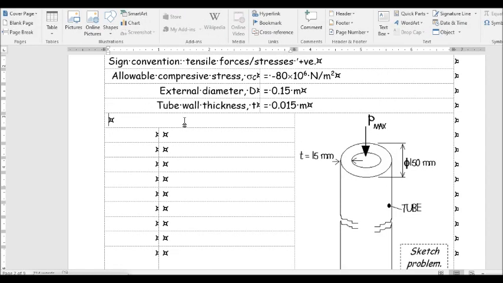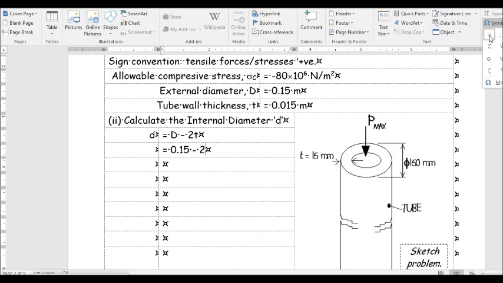Let's consider step 2 of the solution. Here we're going to calculate the internal diameter, lowercase d. So initially state the formula. Internal diameter, lowercase d, is equal to the outside diameter, uppercase D, minus twice the wall thickness, 2t. Insert the numerical values. Outside diameter 0.15 meters, minus 2, insert symbol times, wall thickness 0.015 meters. Just label the solution by adding the next row.